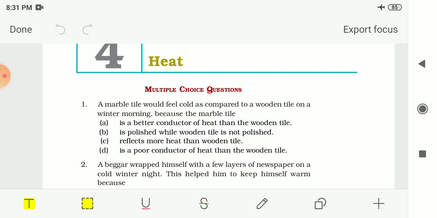Then we had seen the normal temperature of the human body, that is 37 degrees Celsius, and in Fahrenheit scale, it's 98.6 degree Fahrenheit. Then we had seen the thermometer which is used in laboratory is known as the laboratory thermometer, and the range for this thermometer is from minus 10 degrees Celsius to 110 degrees Celsius.